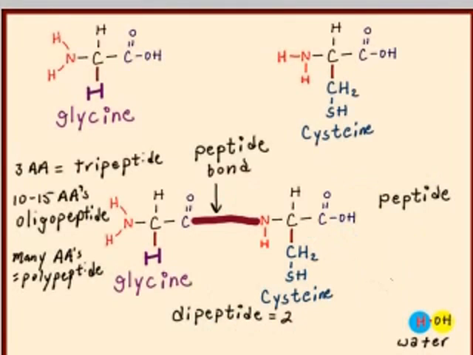The bond that's formed between these two is called a peptide bond, and this structure is a peptide. If it's just 2 amino acids, the peptide is called a dipeptide. If there are 3 amino acids, the peptide is a tripeptide. If there are a few amino acids from 10 to 15, we call it an oligopeptide. If there are many amino acids, we call it a polypeptide. So the main point here is the peptide bond. And that's it for the peptide bond.